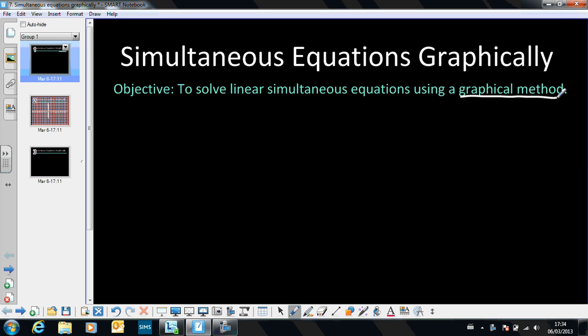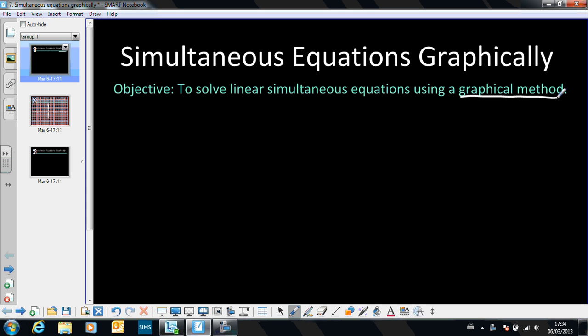So we've been solving simultaneous equations algebraically using the elimination process, where we try and get two variables to have the same coefficient and we eliminate one letter, x's and y's, and then we go back and work out the other one. And we're doing pretty well at that. But I want to give you another method for solving simultaneous equations that uses a graph.